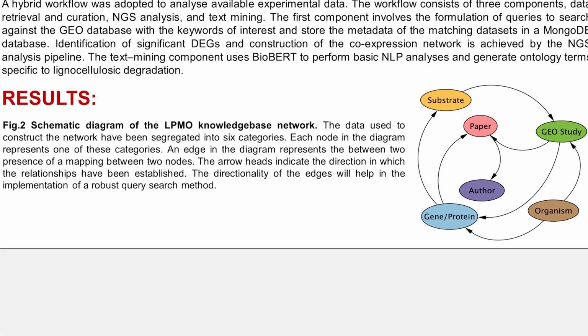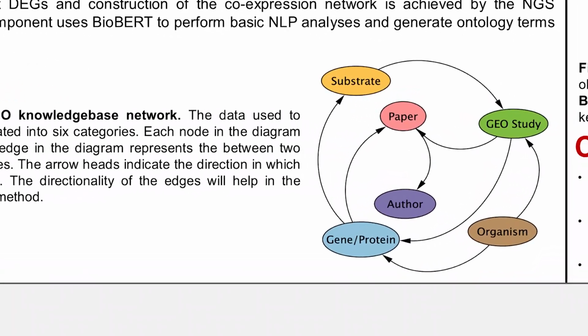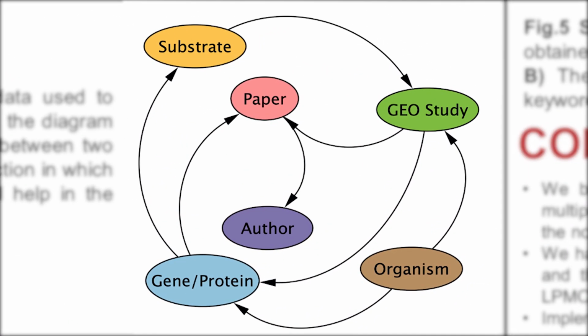Figure 2 represents the schematic figure of the knowledge network. Each node in the network represents one of the 6 categories: substrates, RNA-seq datasets from the GEO database, organisms, published literature, authors of published literature, and the LPMO encoding genes and proteins. The extracted data after curation has been segregated into one of these 6 categories. The edges connecting the nodes are directional, representing the direction in which the relationship is represented.